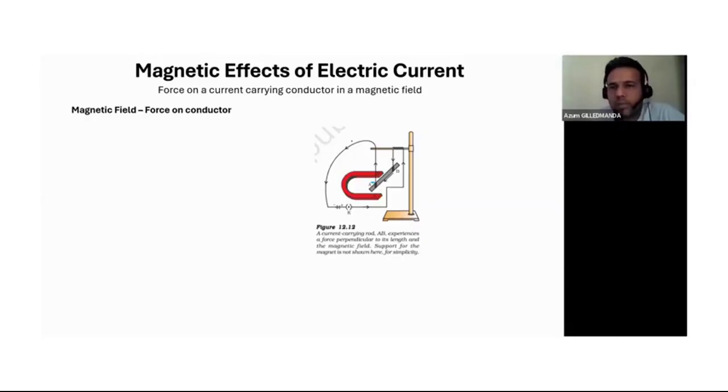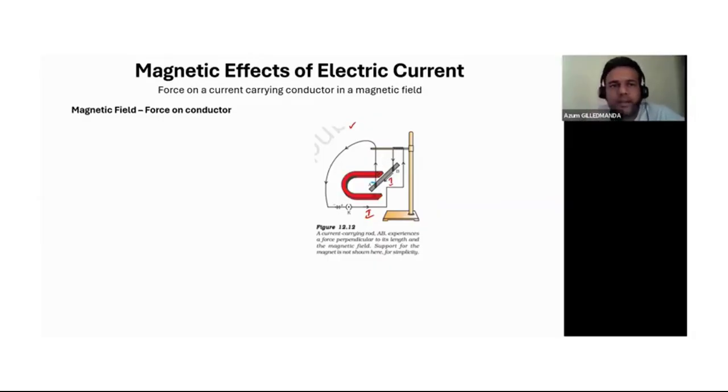Let's look at this setup now. I have a stand here, and this is basically a circuit. I have a rod AB, which is hanging from a current carrying wire, tied at two ends, A and B. The setup is such that if the switch is on, the current I flows from B to A in this direction.